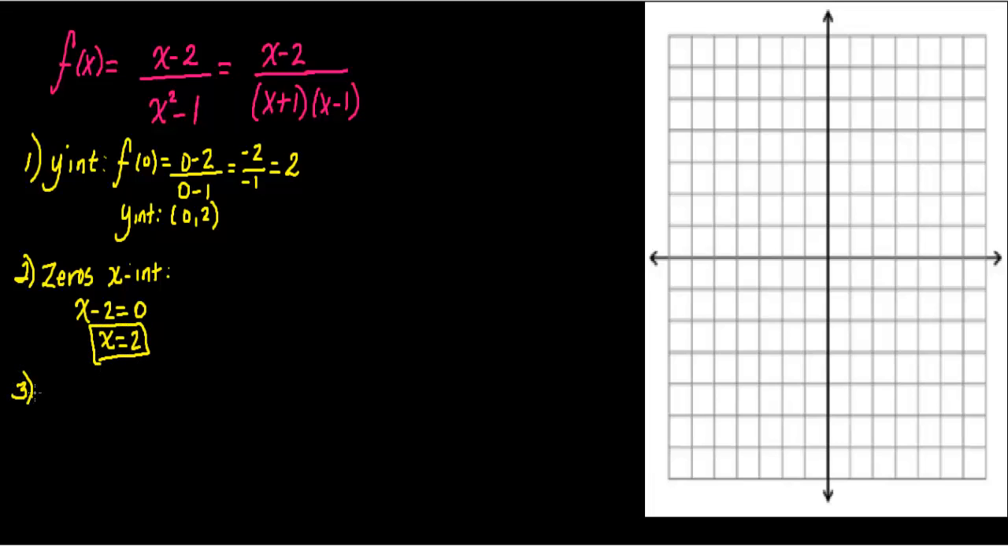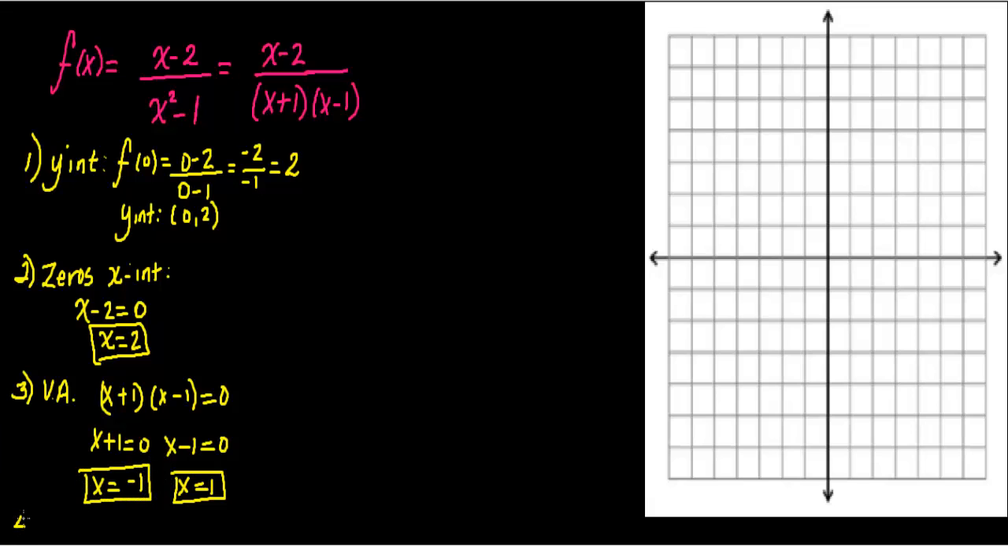Number 3, vertical asymptotes. We said that we're going to take the denominator, the factored form of the denominator, and we're going to set that equal to 0. x plus 1 times x minus 1 equals 0, and we use the zero product property. That means x plus 1 equals 0, x minus 1 equals 0. And then we solve for x. So x will be negative 1, x equal 1. These are my two vertical asymptotes.